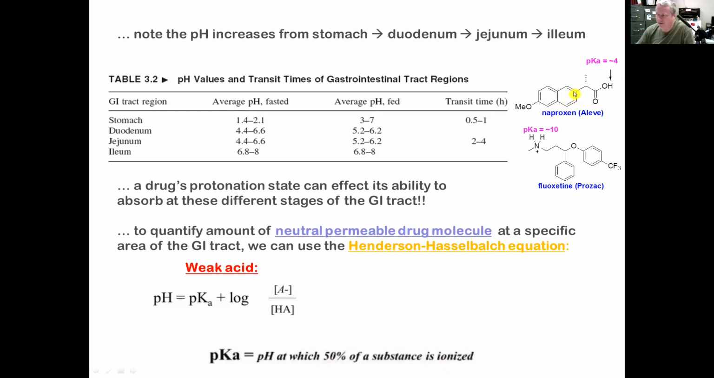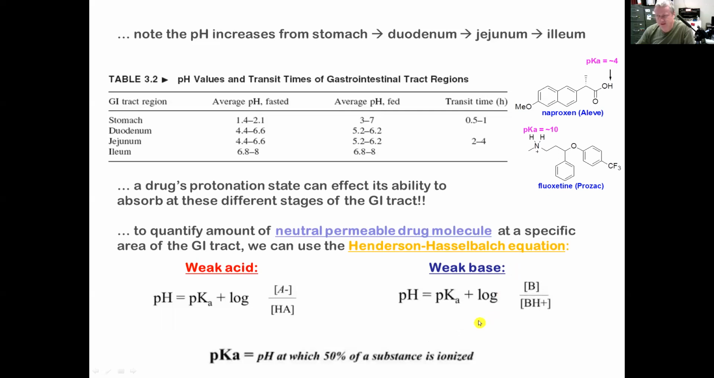That would apply to either naproxen or fluoxetine. So it's a good thing to remember about pKa values. It's the 50% point. Okay, kind of like an IC50, but for acidity, right?